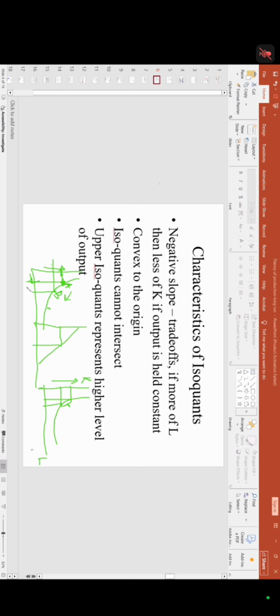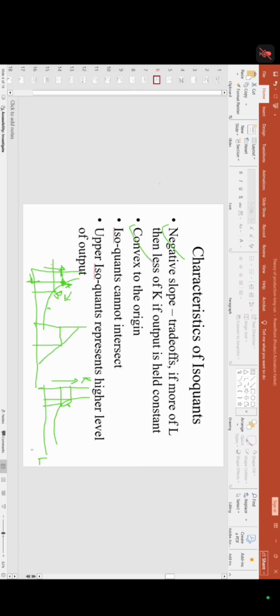You cannot increase both at once by the same amount, or keep them at the same level. You have to compromise one. Therefore, we say the isoquant has the characteristic of a negatively sloped curve. Okay? It is convex to origin.